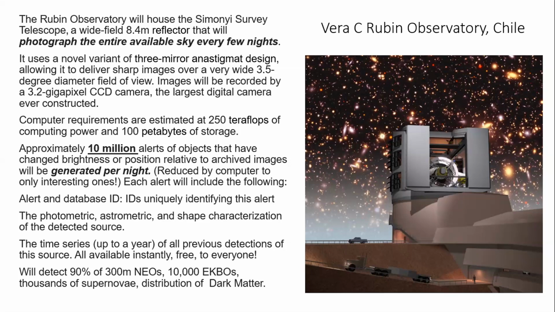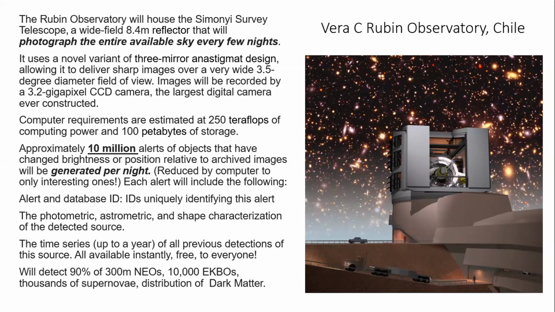So the computer will then only send on for actual analysis the interesting ones that we don't expect. There's something moved there and we didn't know it was going to move. Something changed brightness there and we didn't know that was going to happen. So there'll be 10 million alerts every night.